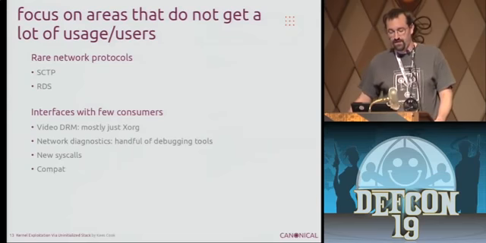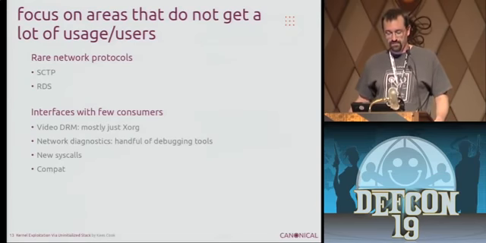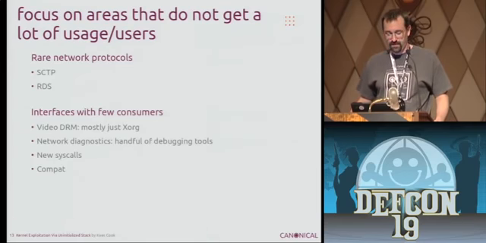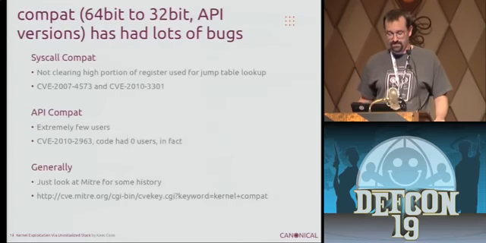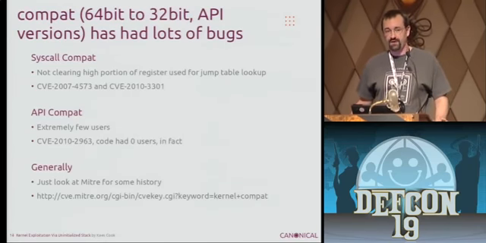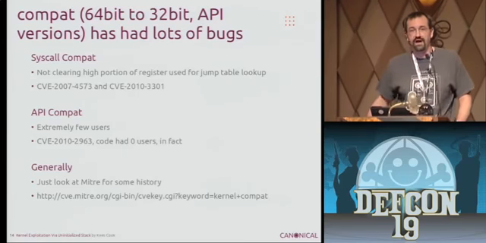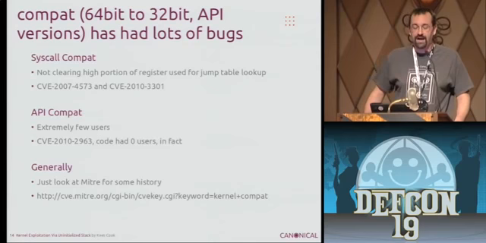So I tried to focus on areas that didn't have a lot of usage or users. There have been plenty of vulnerabilities in rare network protocols or interfaces with not a lot of consumers, especially compat. When you're dealing with running 32-bit on a 64-bit, or you have different API versions like the Linux video stuff, there's a lot of issues. In fact, the issues are so bad that severe problems come back. This CVE that I mentioned, CVE-2007-4573 and 2010-3301, it's the same issue. They just reintroduced it 3 years later.